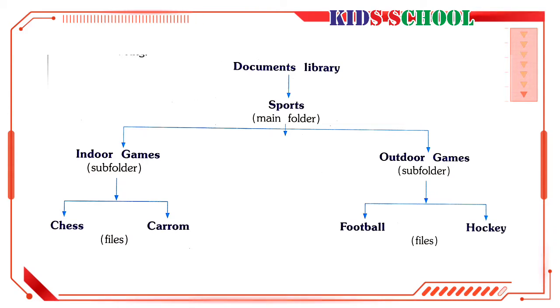First, we will make a folder with the name of sports. That will be the main folder. In that folder, we will create two subfolders, indoor games and outdoor games. In indoor games, we will create two files with the name of chess and carom, and in the outdoor games subfolder we will create two files with the name of football and hockey.